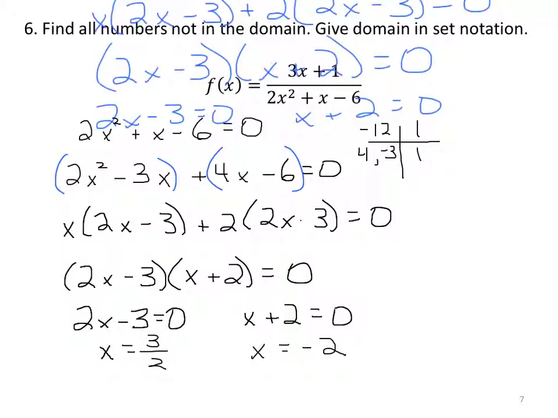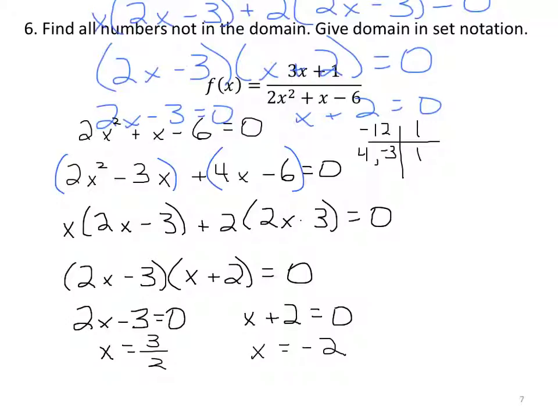So when x equals 3 halves or x equals negative 2, that will make the denominator 0. And to check your work, plug each of those in for x in the denominator, and you should come up with 0. So the first part of the answer is that x cannot equal 3 halves and x cannot equal negative 2.